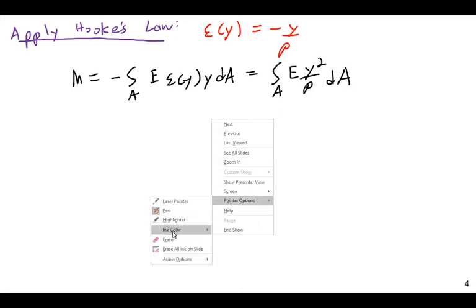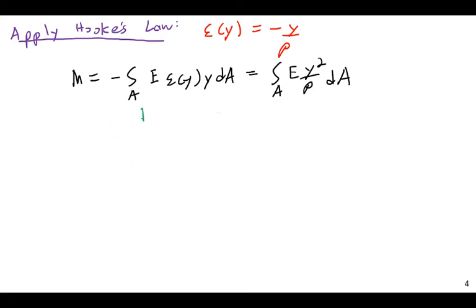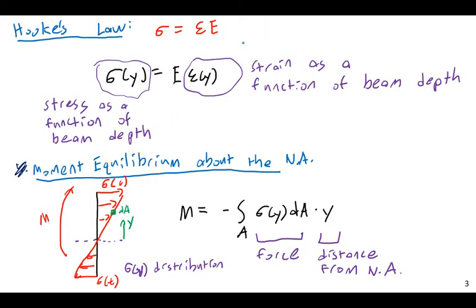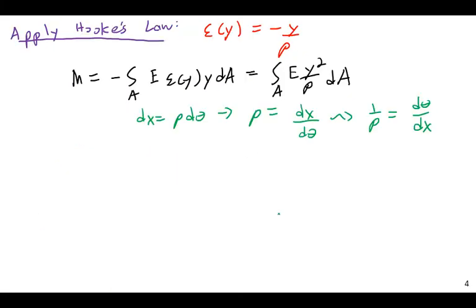And we get this from the knowledge that dx is equal to rho d theta. Actually, sorry, this isn't developed from this, this is what we're going to use for the next step, and this leads us to rho equals dx over d theta, or simply 1 over rho equals d theta over dx. So we've combined this with this with this to get this relationship here.